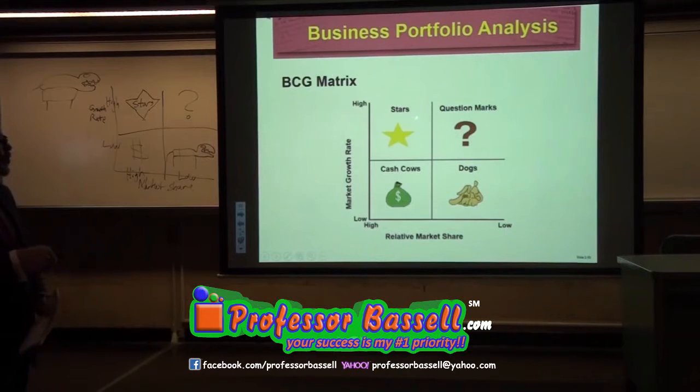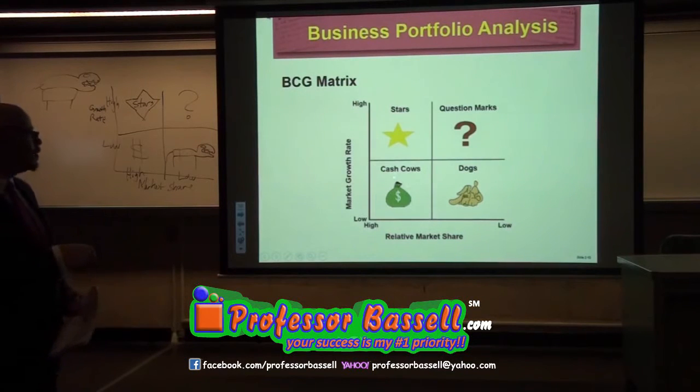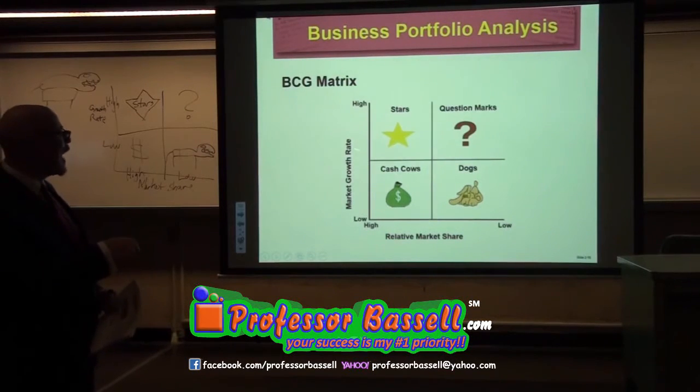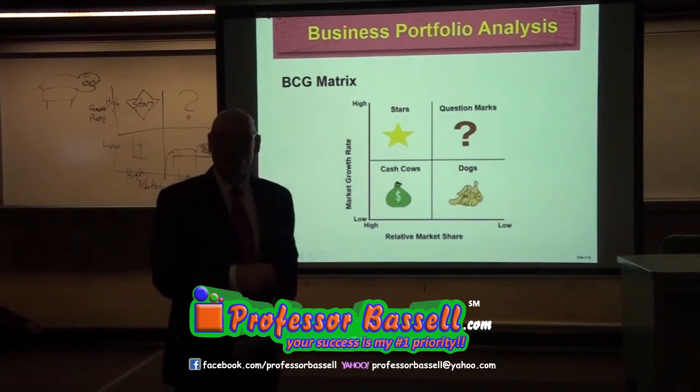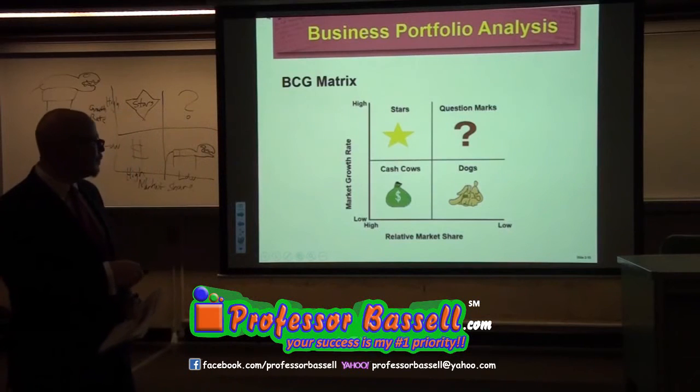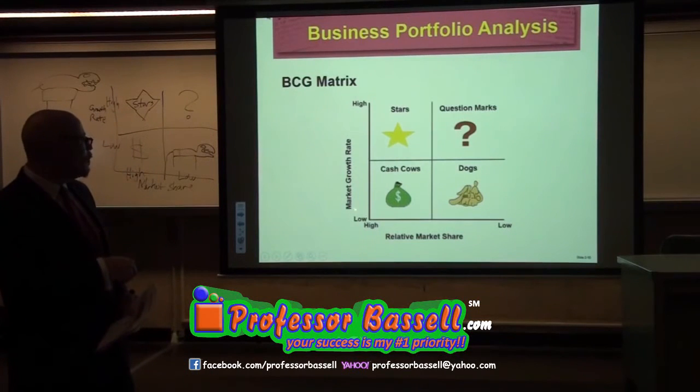So quickly, the stars have a high market growth rate and a high market share. So the market share for the stars is high, and they're in a category that's growing. So the growth rate is high. The cash cows, the market share is high. The market share is high for cash cows, but the growth rate is low.